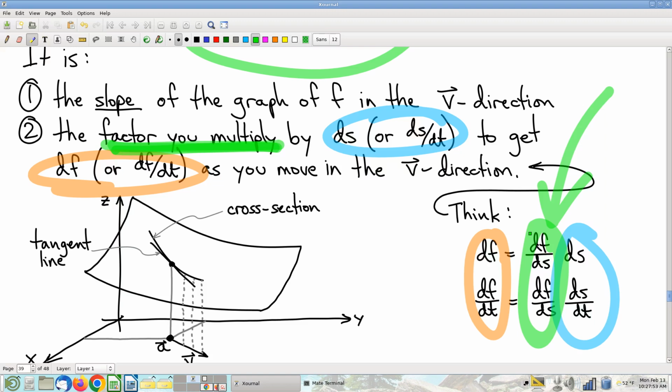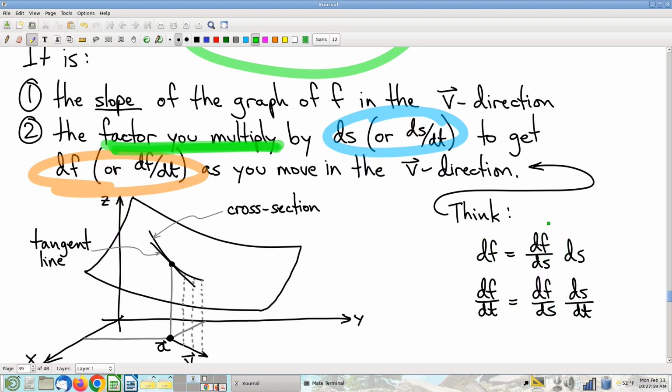So this leads to another nice interpretation of the directional derivative. The directional derivative is the rate of change of the function as you move in a certain direction with respect to distance traveled. S being distance, right? So it's not how fast is the function changing per unit time, it's how fast is the function changing per unit distance.